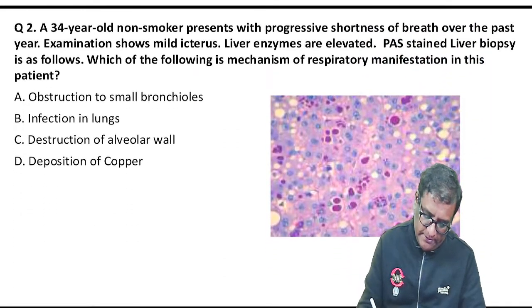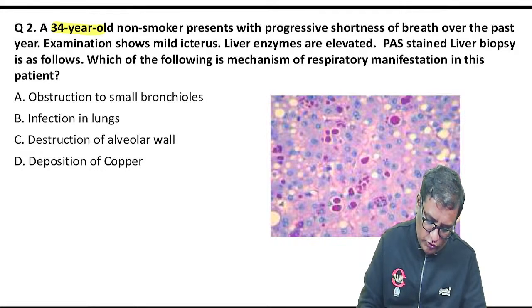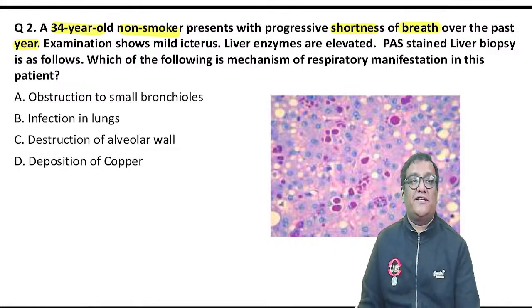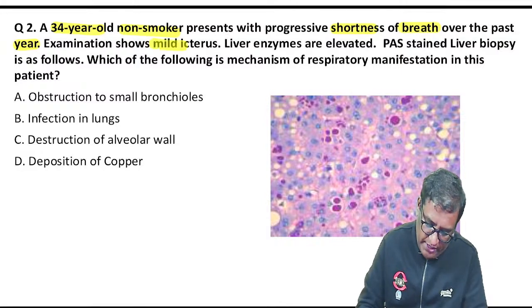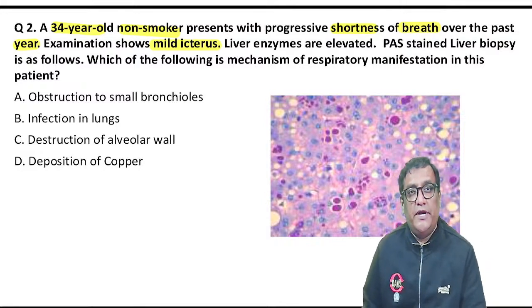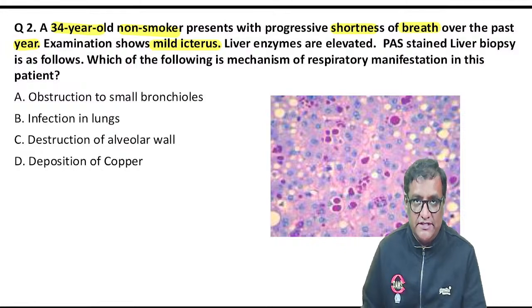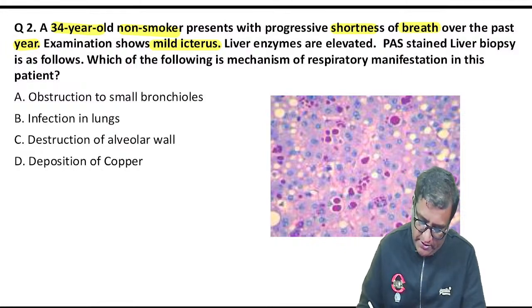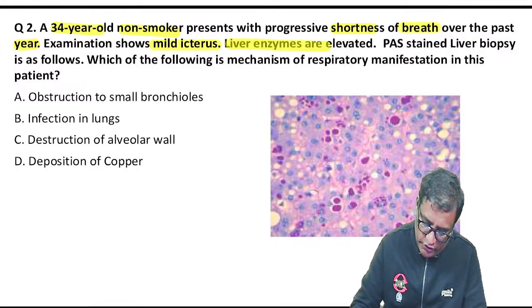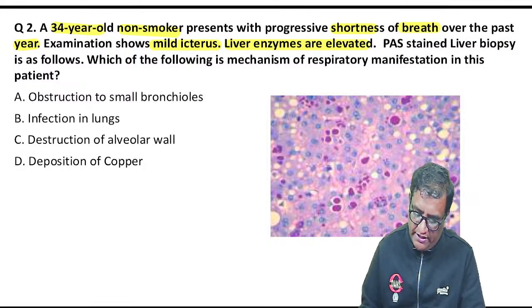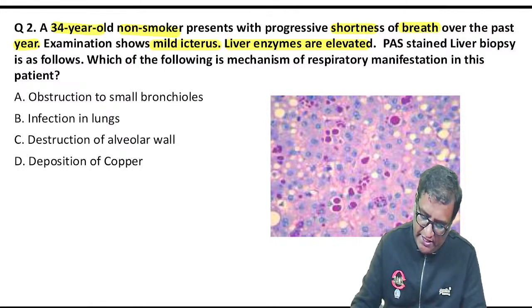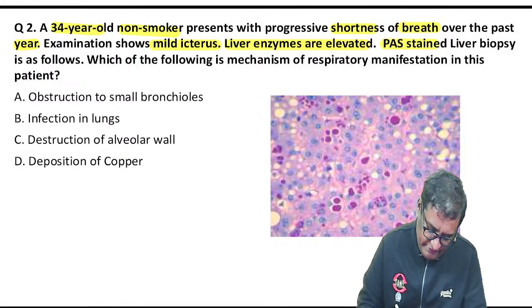Next question. A 34-year-old non-smoker presents with progressive shortness of breath in the past year. So he's having a respiratory problem, isn't it? Examination shows mild icterus also. So there is a respiratory problem and also icterus. Liver enzymes are elevated, of course, so that means there is some hepatic problem as well. A PAS-stained liver biopsy is as follows.